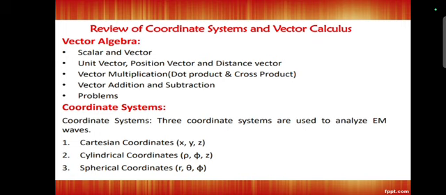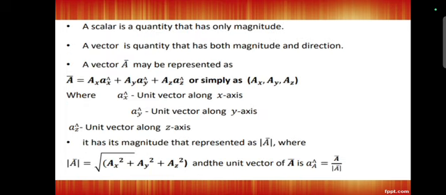Vector algebra deals with scalar and vector products, unit vector, position vector, and distance vector. Vector multiplication has two categories, dot product and cross product. Then vector addition and subtraction, and similarly the problems deal with all these categories. And these three types of coordinate systems are used to analyze electromagnetic waves.